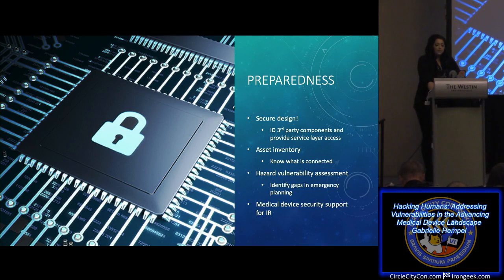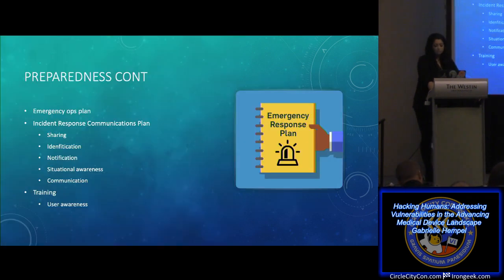Doing an asset inventory and knowing what is connected to the network is also a big part of preparedness. By maintaining a baseline set of information about each medical device, the provider will better be able to account for and manage devices before, during, and after an incident. Hazard vulnerability analysis is used to assess and identify potential gaps in emergency planning as well. Therefore, an emergency ops plan is also necessary to describe how a provider will respond to and recover from a threat, hazard, or other incident.